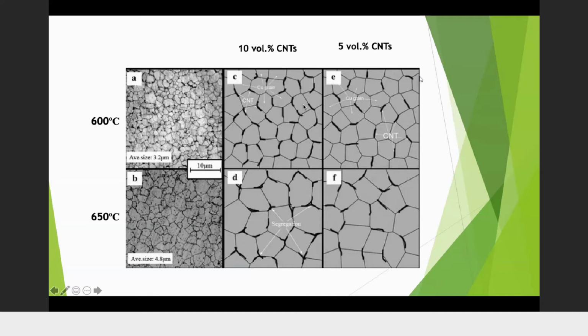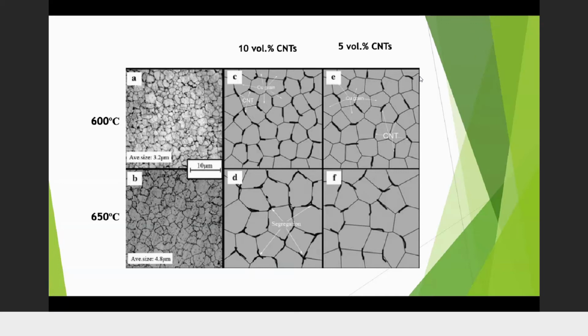And also, the higher temperature allows more grain growth, okay? For the same composition, 10% of CNTs, you can see the grain growth at 650, right? So the grains are bigger at 650.